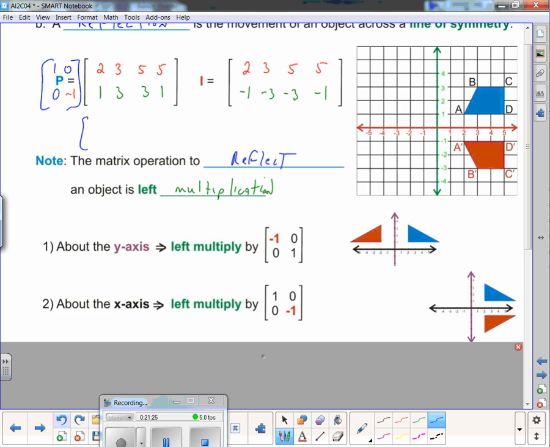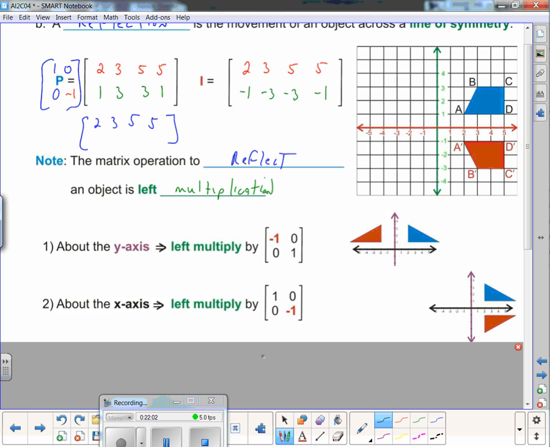So 1 times 2 is 2. 0 times 1 is 0, and the top coordinate is 2. I'm going to keep going across now to the second column. 1 times 3 is 3. 0 times 3 is 0. You get a 3. Third column. 1 times 5 is 5. 0 times 3 is 0. You get a 5. Fourth column. 1 times 5 is 5. 0 times 1 is 0. You get a 5. Okay, so far we're good. It matches what we end up with, 2, 3, 5, 5.